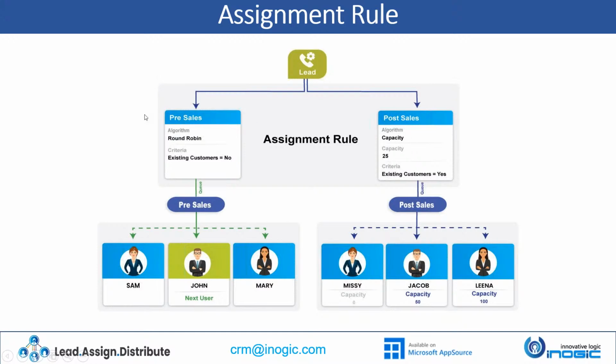For the round robin algorithm, you can also observe that a certain criteria has been applied. So if the lead that is being created is not for an existing customer, only in that case it would go in the pre-sales queue, which is then using the round robin algorithm. However, if the lead that is being created is for an existing customer, then rather than the pre-sales queue, it will go to the post-sales queue, which is using the capacity algorithm.